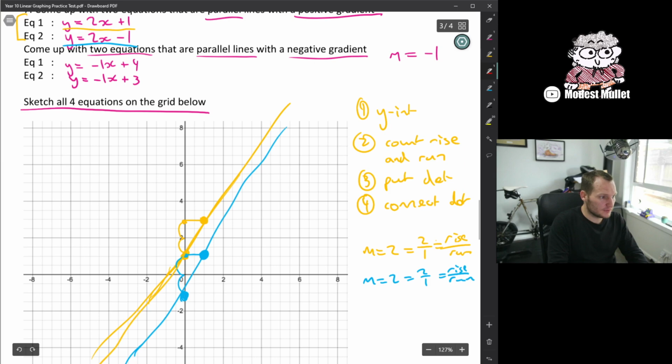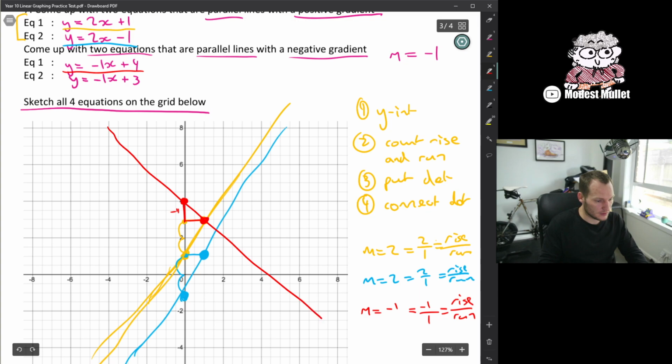Equation 3. Here, y equals -1x plus 4. So I start with my y-intercept plus 4, put that there. Now my gradient in this case is equal to -1, which I can write as -1 on 1. My rise and my run. So in this one, I'm going to go down 1, since it's a -1, I need to go down instead of up. Go down my -1, and then go across my 1. That gets me a dot there, and I connect the dots.